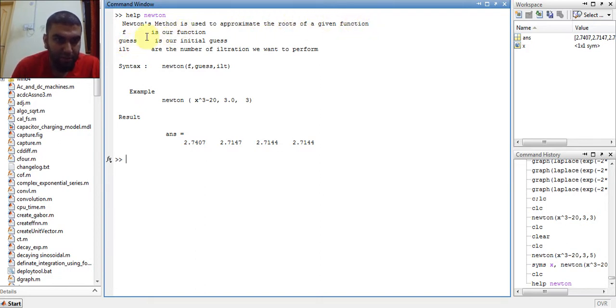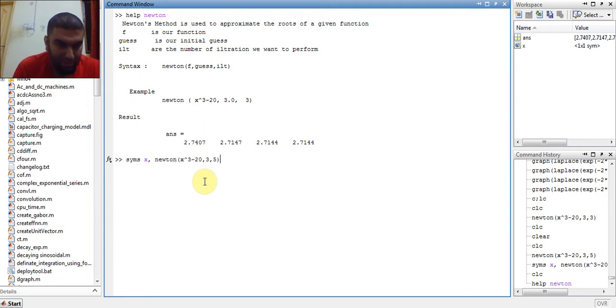F is my function, guess, and the number of iterations that I want to do. So the input of this function is just like this. Here's an example and here's my answer. As you can see, after two or three iterations, my root just stays the same.